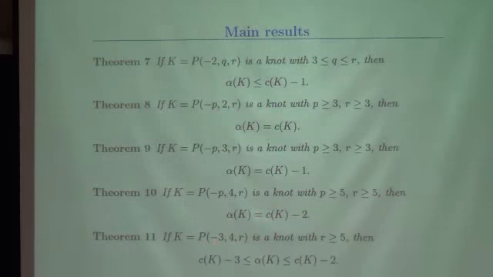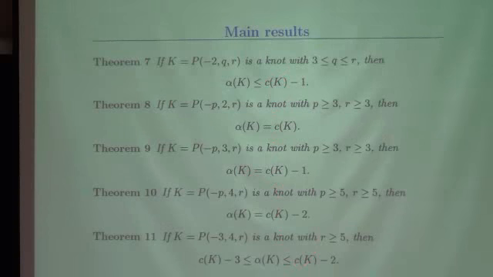In the case of P equals 3 and Q equals 4, R bigger than or equal to 5, then the arc index is either CK minus 3 or CK minus 2. So the deficiency is 4 or 5.